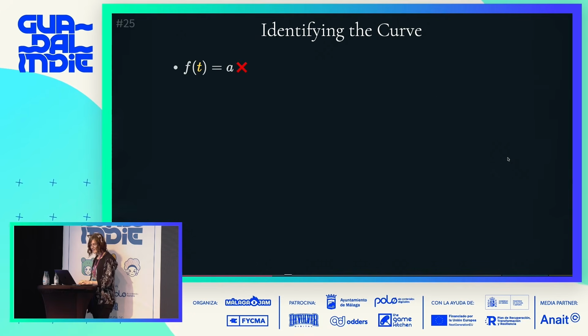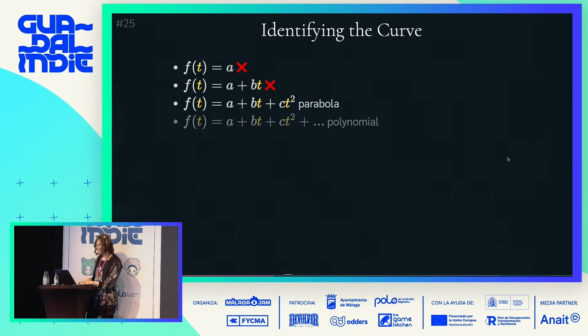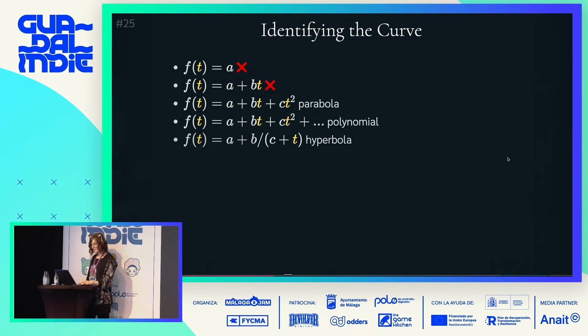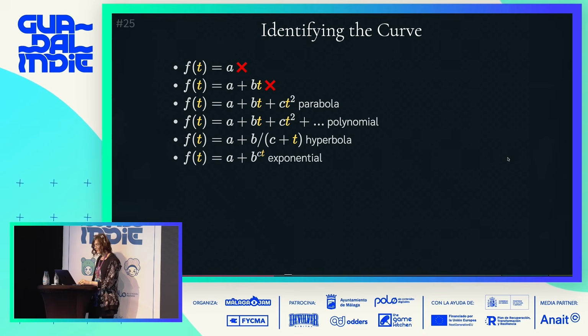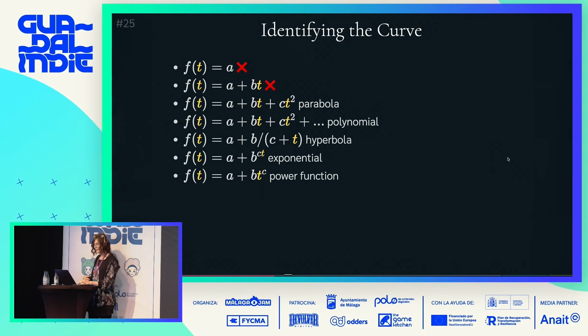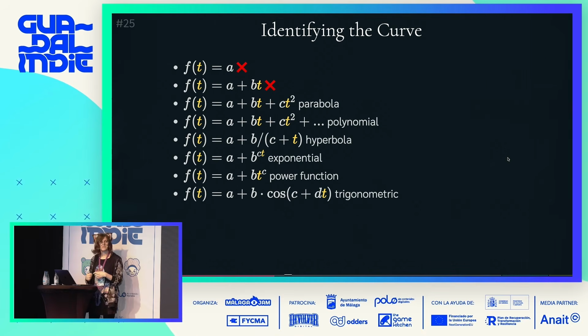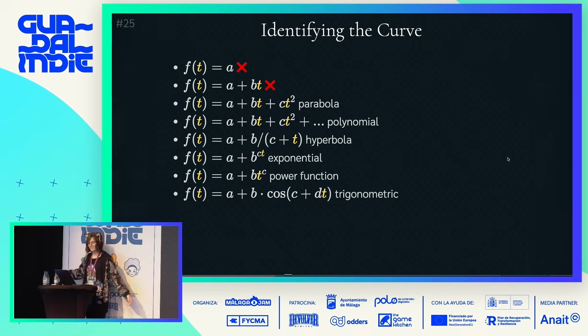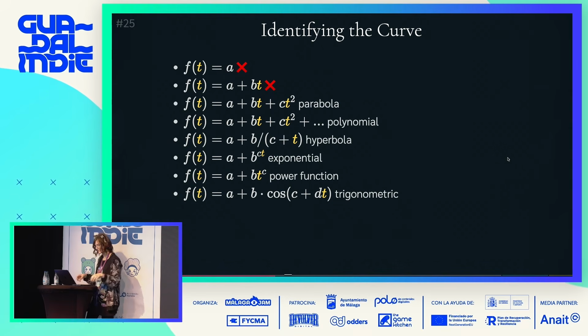Well, we know that it's not a constant function. It's not a flat line. We know that it's not a linear function. But maybe it's a parabola, maybe it's a polynomial, maybe it's a hyperbola where we divide by the time value, maybe it's an exponential function, maybe it's a power function, maybe it's some trigonometric function like some inverse hyperbolic cosecant. Who knows? There are so many things, right? So let's see if we can identify this.